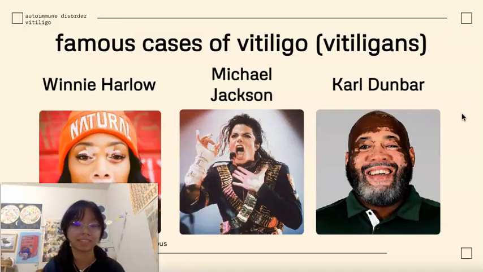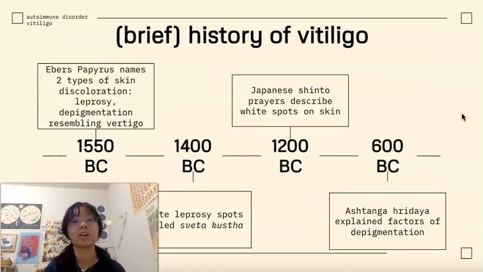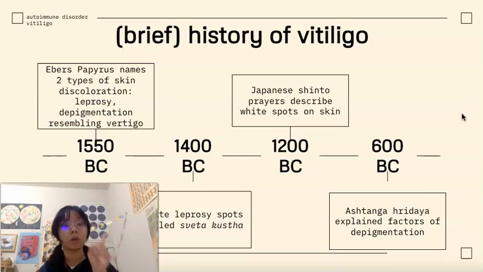And here's also just a brief history of vitiligo through the years. Back in ancient times, it was already being described, and by 1550 BC, Ebers papyrus could name 2 types of skin discoloration, 1 being leprosy and 2 being depigmentation resembling vitiligo.